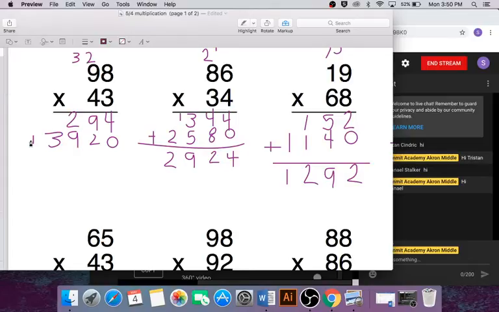And we're going to add those together. We have 4 plus 0 is 4. 9 plus 2 is 11. So we're going to put down the 1, we're going to carry the 1. 9 plus 2 is 11, plus 1 is 12. We're going to put down the 2, we're going to carry the 1, and 3 plus 1 is 4. So our answer is 4,214.